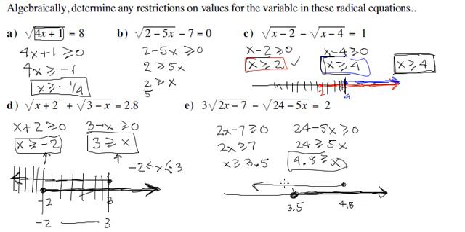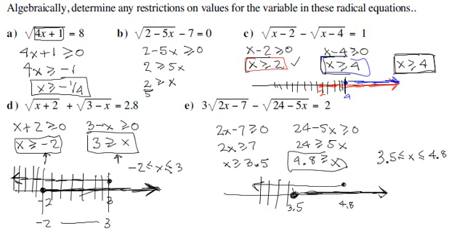So again, where do we have them both covered? Not here, not here, not here, not here. Everywhere from 3.5 up to 4.8 is going to be our restriction. So 3.5 is less than or equal to x, which is less than or equal to 4.8.